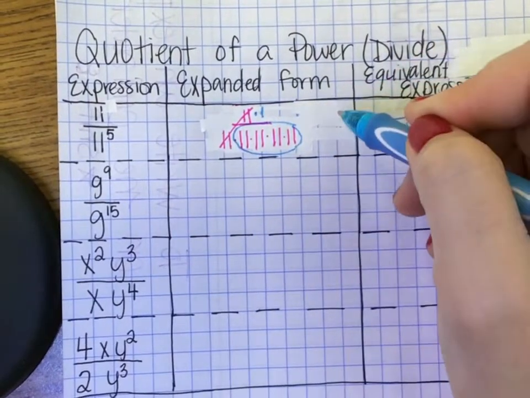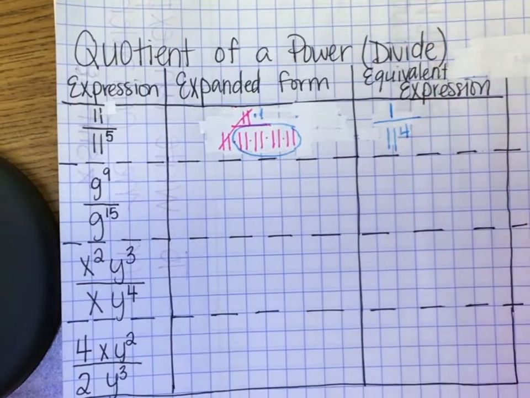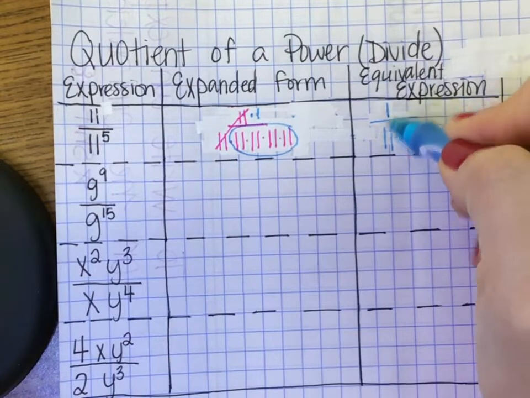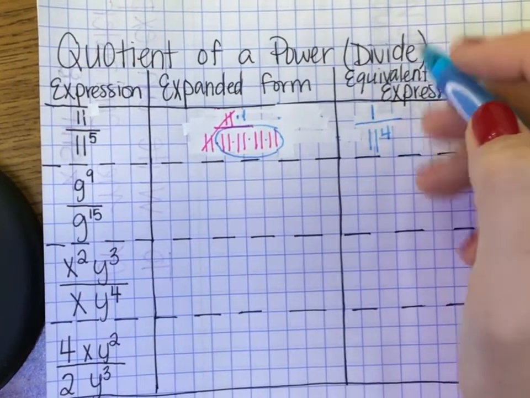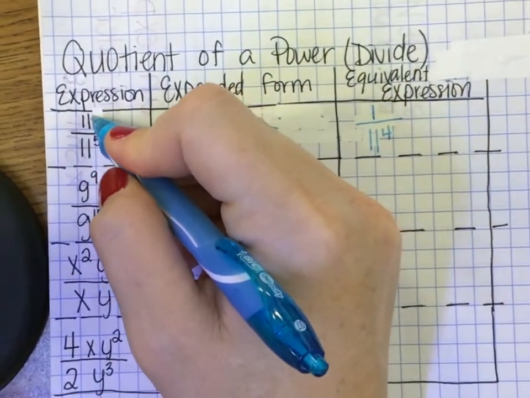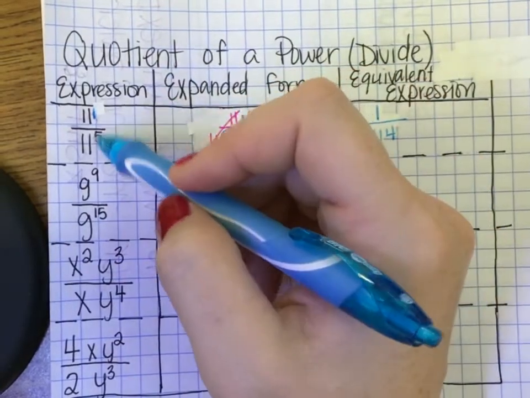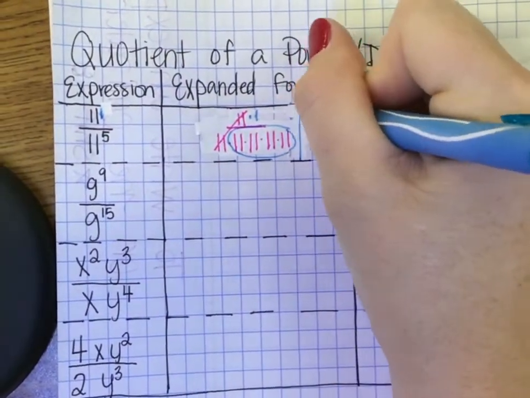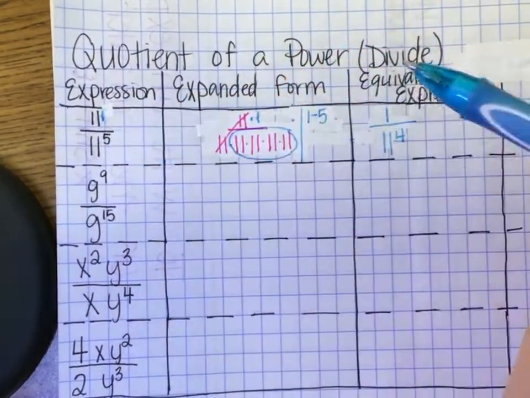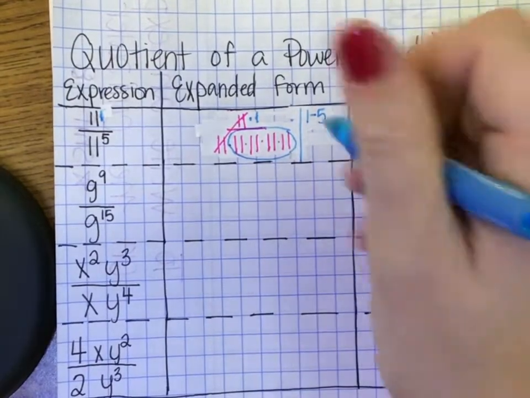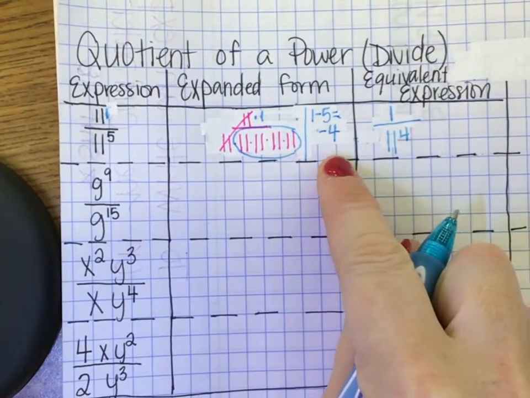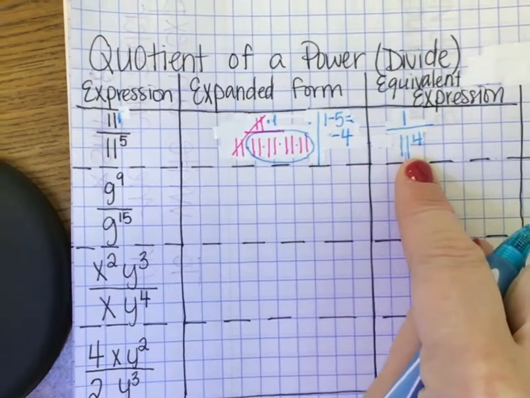And then we don't have anything on top. So remember, you just need to leave a placeholder there to show that there is nothing there, but this 11 to the 4th needs to be in the denominator. If you think about our rules, this has an exponent of 1, so you could say 1 minus 5, and remember you have to do top divided by bottom, first divided by the second, so 1 minus 5 would give you a -4.